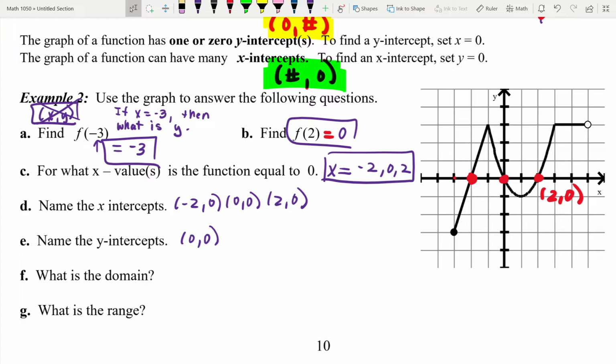Okay, so find the domain. Domain is x, right? So here's your x-axis. You always start small. So where are the x values small?